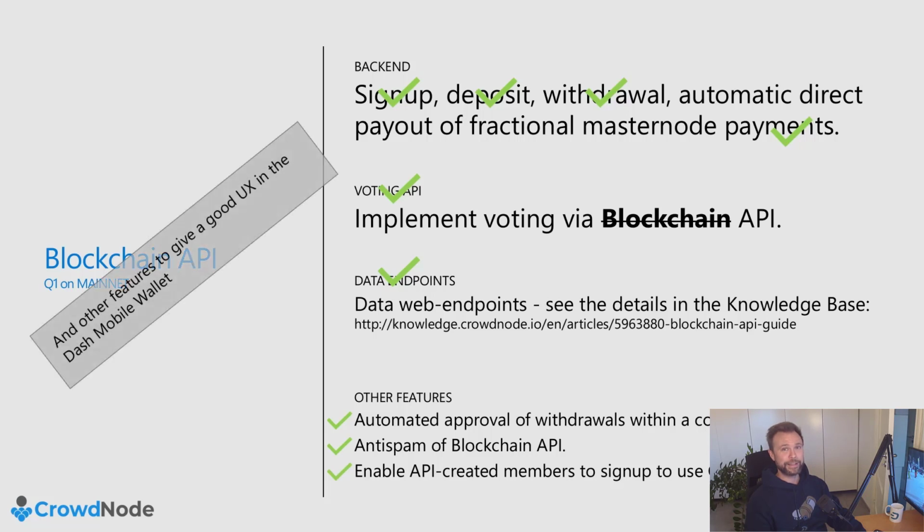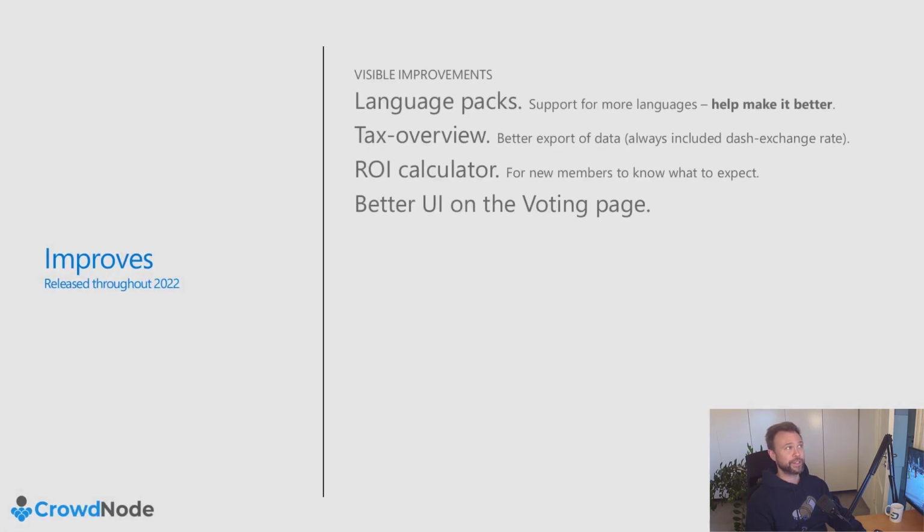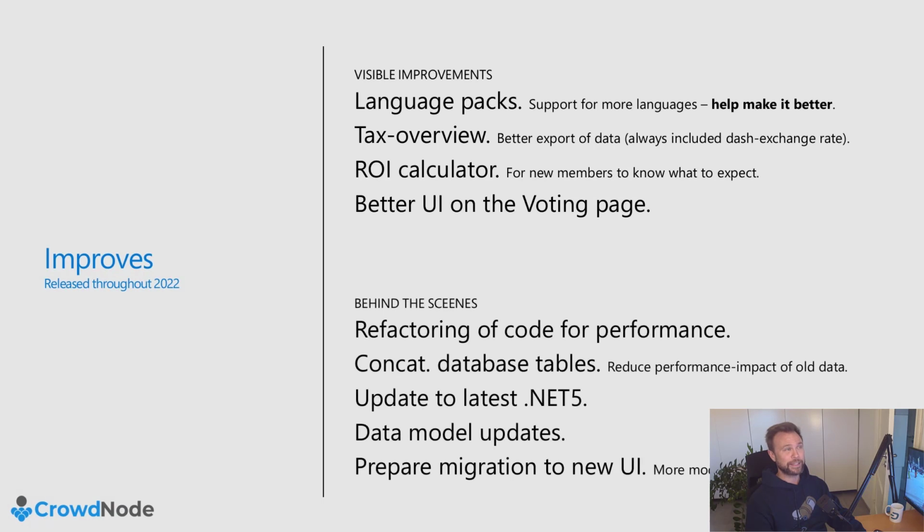And then we've created a set of additional features that will help the Dash Mobile team to create an even better user experience in the Dash Mobile wallet. What else? Just touching on the improvements that we've previously presented. Language packs are also done, but Google Translate only got us thus far, so please help us to make it better. We have refactored a lot of code for better performance.